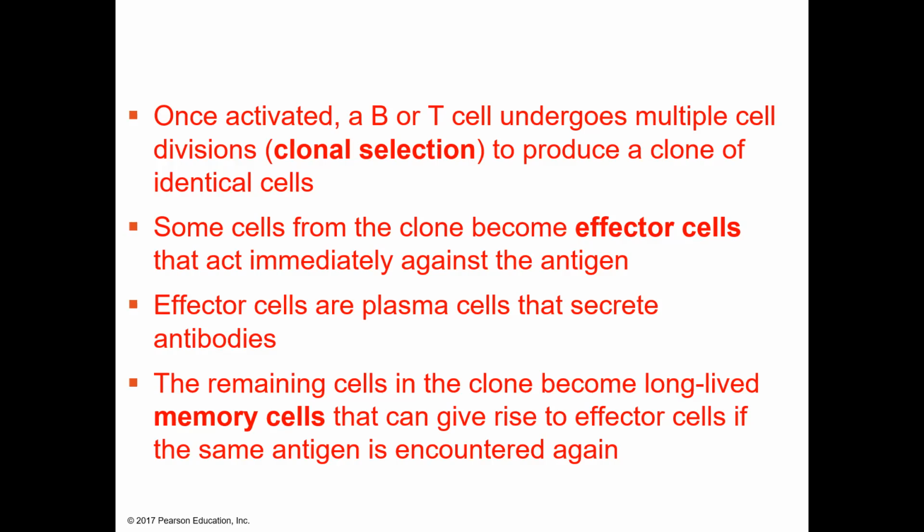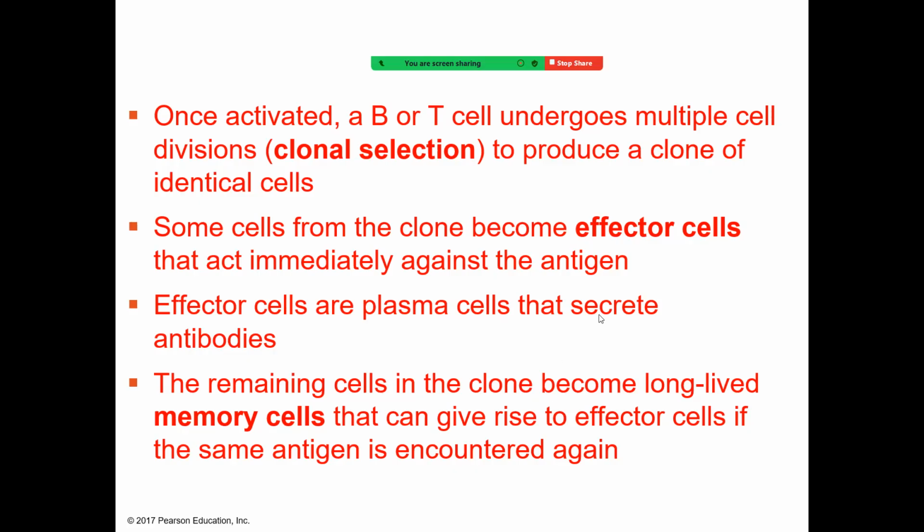When this clonal selection process happens, some of those cells will become effector cells, and these effector cells are the ones that will go on to secrete antibodies. So they are also called plasma cells. These are B cells that have been activated. They become effector cells and secrete antibodies into the blood supply and also into the lymphatic system, into the lymph.